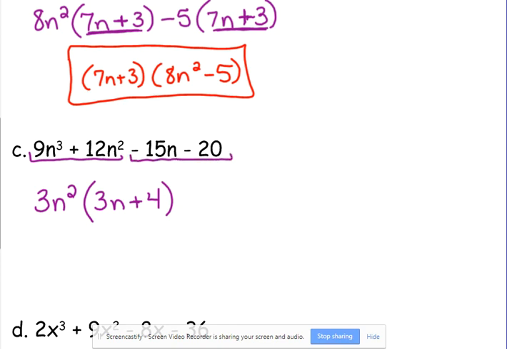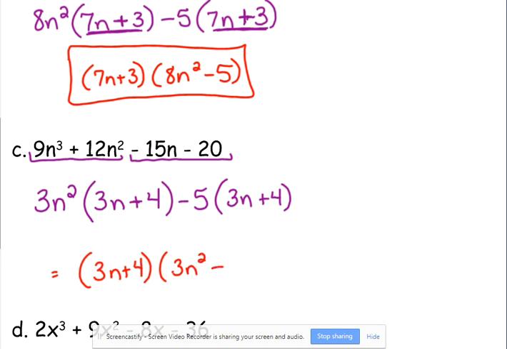Alrighty, negative 15n minus 20. Negative 5. Factor that out, we're left with 3n plus 4. So 3n plus 4 is our common factor. We are left with 3n squared minus 5.